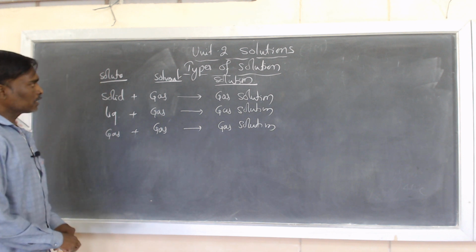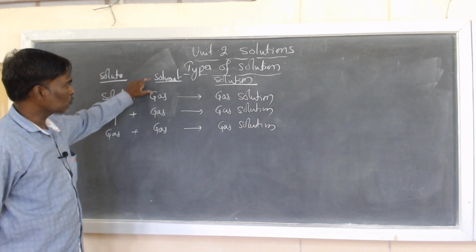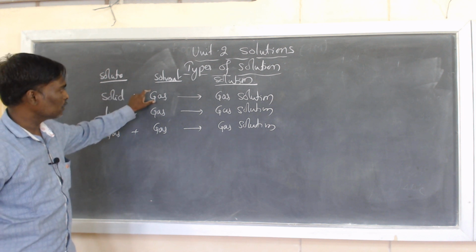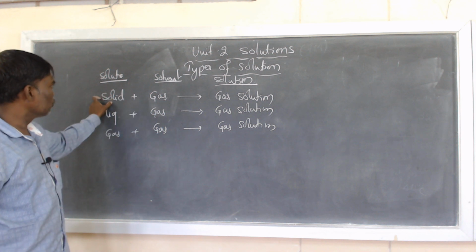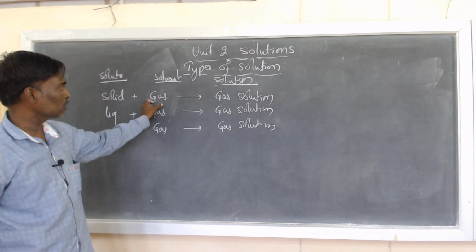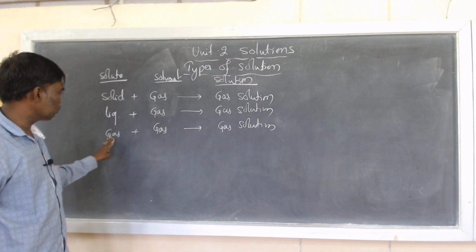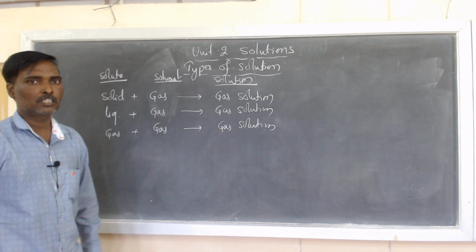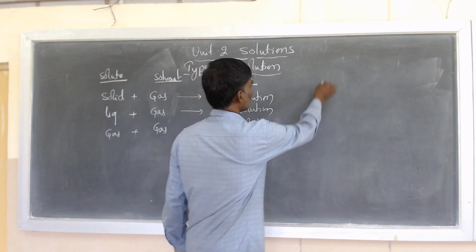The type of solution formed mainly depends on the type of the solvent we are using. Here the solvent is a gas, so I am keeping the solvent common as a gas and changing the solute. Solid dissolved in gas gives a gas solution, liquid in gas also gives a gas solution, and gas in gas also gives a gas solution. To explain this, let me go through a few examples.